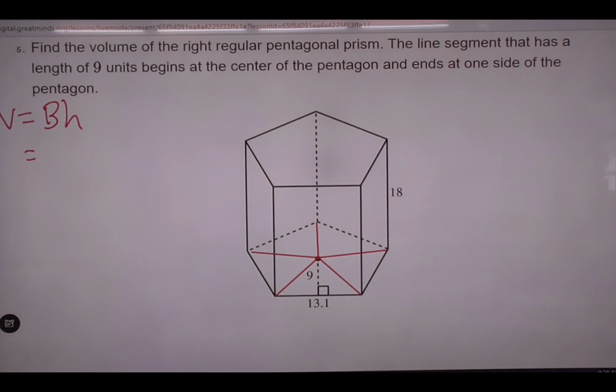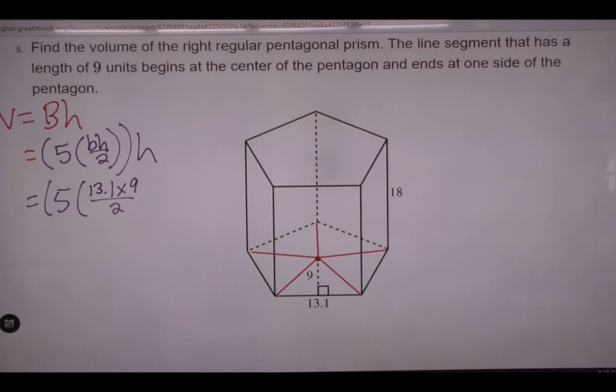So to find the area of this base, I've got 5 different triangles that I'm going to be doing base times height divided by 2 with, and then I'm going to multiply it times the height. So we've got 5 triangles that have a base of 13.1 times the height of the triangle, which is 9. Don't forget to divide that by 2. And then once we come up with that, we're going to multiply it times the height of the prism, which you see right here is 18, because the pentagon is on the ground for this one.